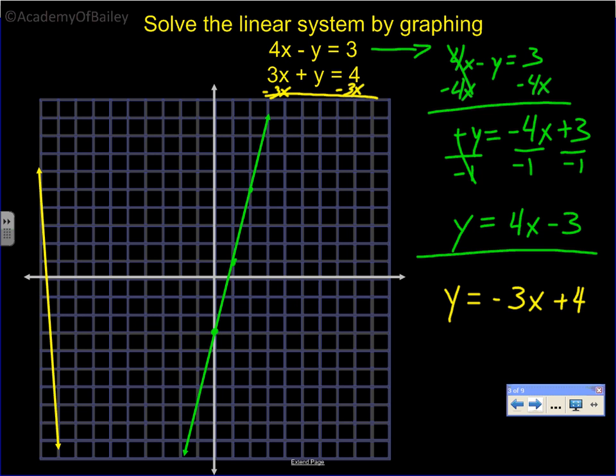And how do we graph this? The y-intercept is positive 4. 1, 2, 3, 4. The slope is negative 3. We have to make that into a fraction, negative 3 over 1 would be the fraction. So that means we go down 3 and to the right 1. And so we graph, and then we'll graph this line.